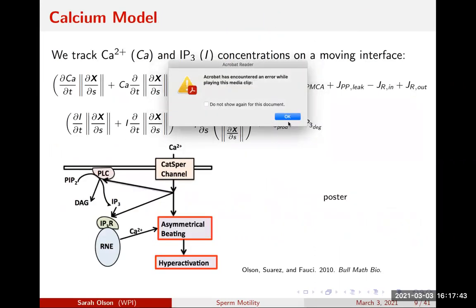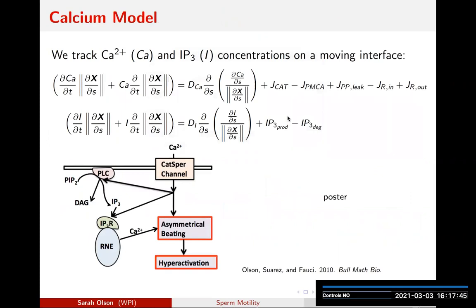Okay. And this is one of the movies that I was trying to upgrade, but it didn't want to. So we do not have the movie.